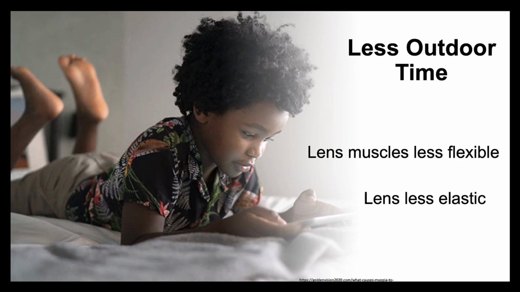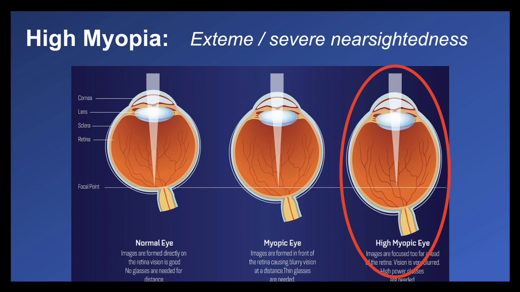We also know that less outdoor time does exactly the same. The lens muscles become less flexible and the lens is less elastic. So if you put these two together, less outdoor time plus excess screen time, we really are setting the scene for major problems. It is not surprising then that many of our children end up with high myopia. In other words, that is the extreme form of myopia or severe nearsightedness or severe short-sightedness.